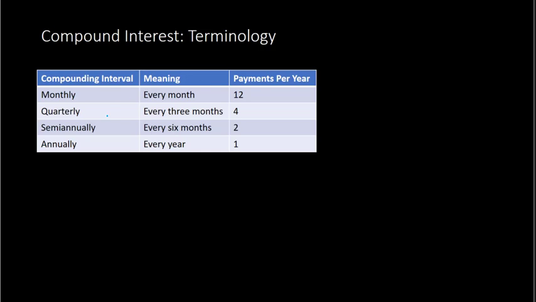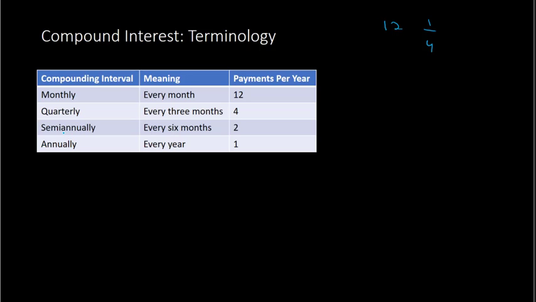If it is compounded quarterly, okay, that would mean 1/4 of the year. So every 1/4 of the year, there's 12 months in a year. So 1/4 of 12 is 3. So that means every 3 months, a payment will be made, and there will be 4 quarters in a year. So there will be 4 payments during the year.